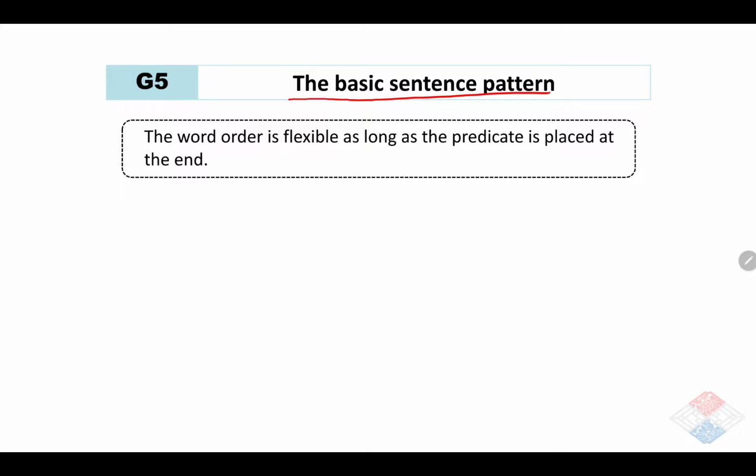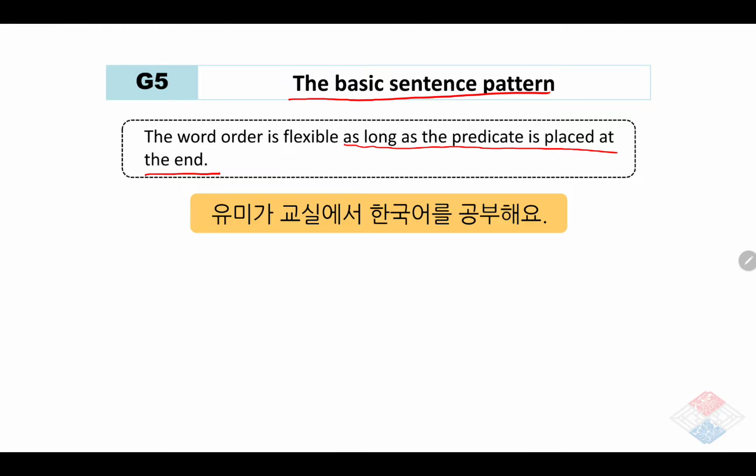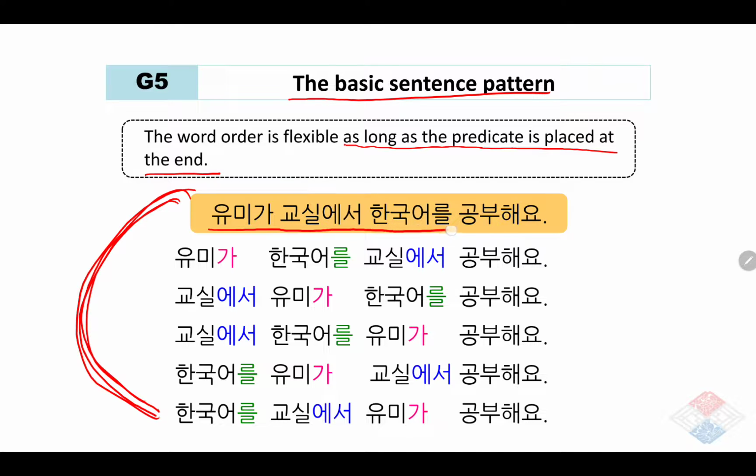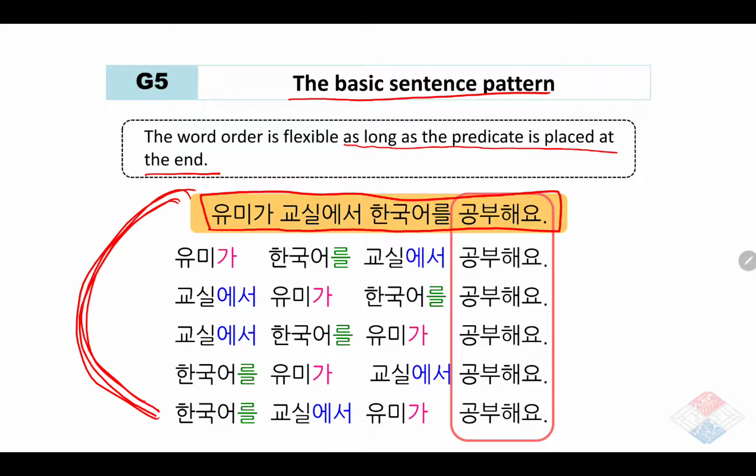Okay, the basic sentence pattern. The word order is flexible as long as the predicate is placed at the end. So Korean places the predicate at the end. And you can see that the sentence order can vary a lot. And all of these are grammatical. But 유미가 교실에서 한국어를 공부해요 would be canonical, I would say. But the thing is, every sentence has to have the predicate at the end. So 유미가 교실에서 한국어를 공부해요. Okay. 교실에서, move it over here.